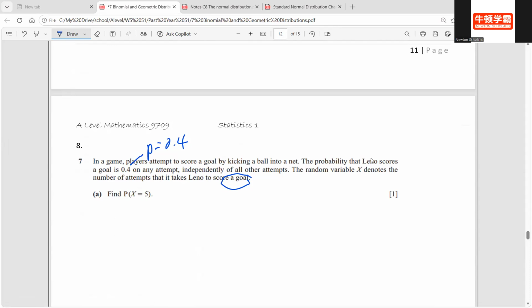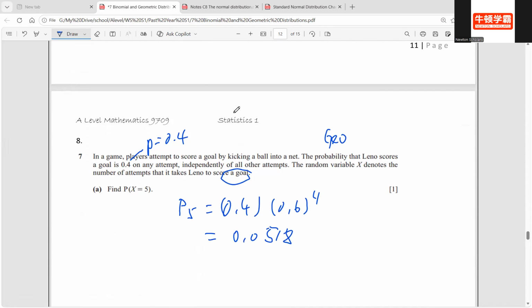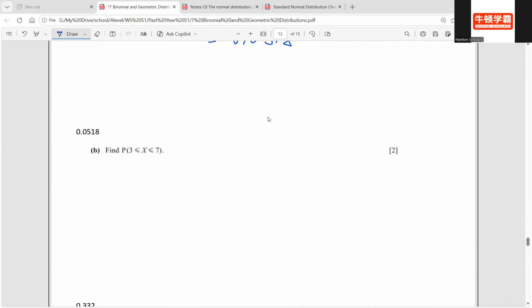So we can say this one is under geometric. If it is under geometric, then we use the formula. P is 0.4, Q is 0.6, 5 minus 1 is 4. So you press the calculator and you get 0.0518. Okay, next one. He needs 3 to 7. If 3 to 7, meaning 3 including 3, 4, 5, 6, 7.